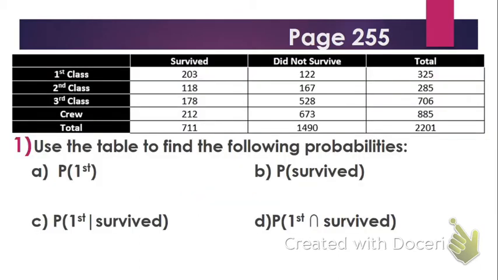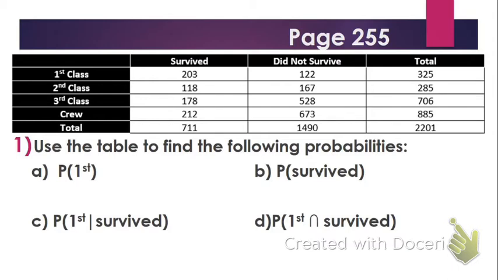This is actual data from the Titanic. What do you guys know about the Titanic? It sunk. It happened in 1912. What else do you know? How many? A lot of them, right?